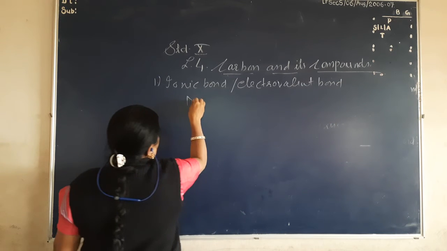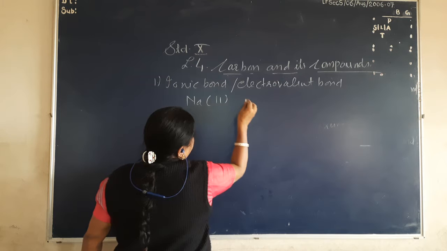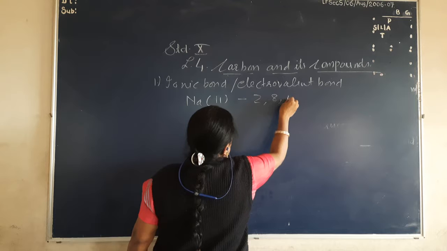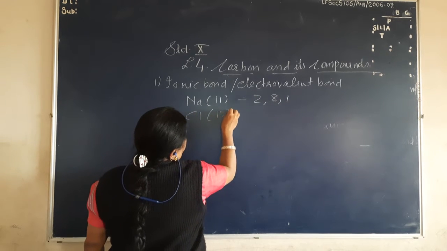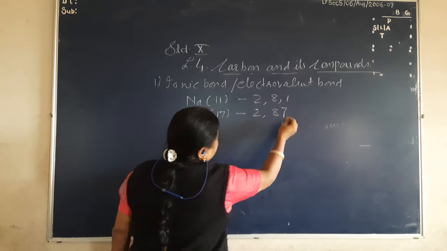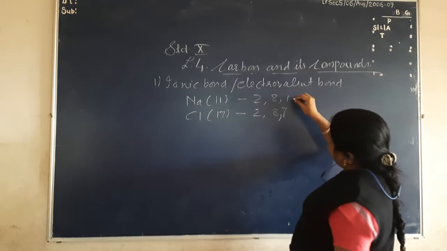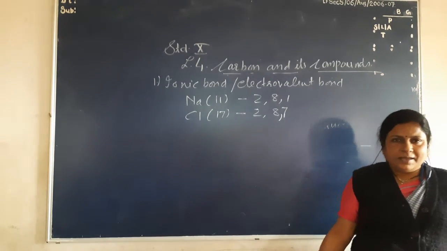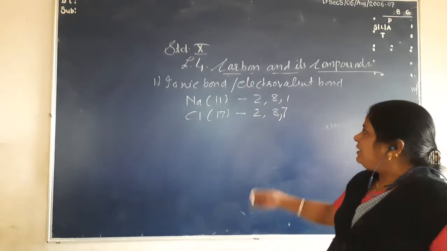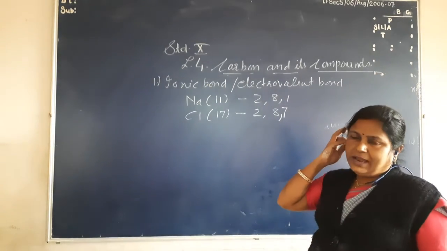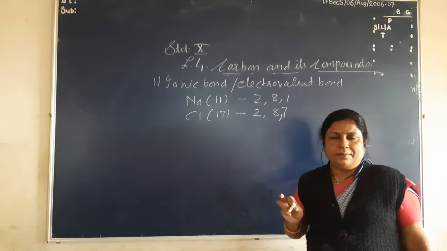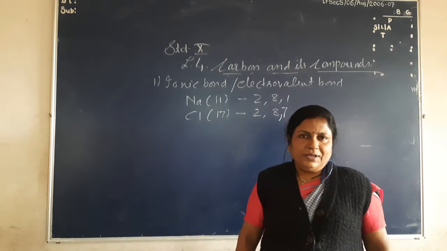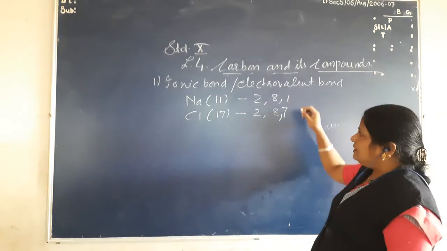Let us take the example of NaCl. Na is 11, so its configuration will be 2, 8, 1. Chlorine is 17, 2, 8, 7. Each and every element and its atom wants to get an octet configuration, wants to be happy, stable. They want to get an octet configuration in the outermost orbit, other than hydrogen. Hydrogen can have only 2 electrons in the outermost orbit. Why do they do this? To get the nearest noble gas configuration. They need 8 electrons in the outermost shell.